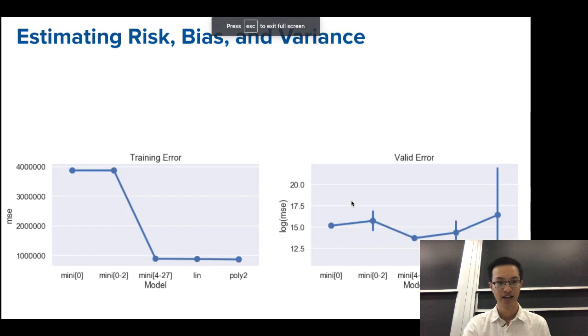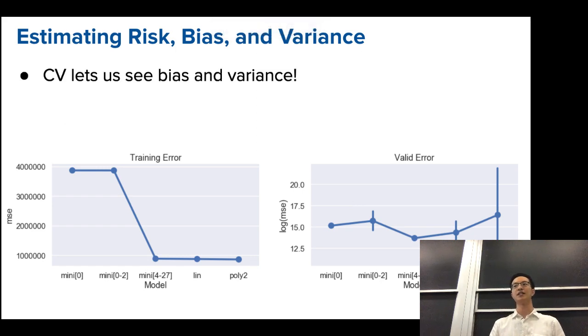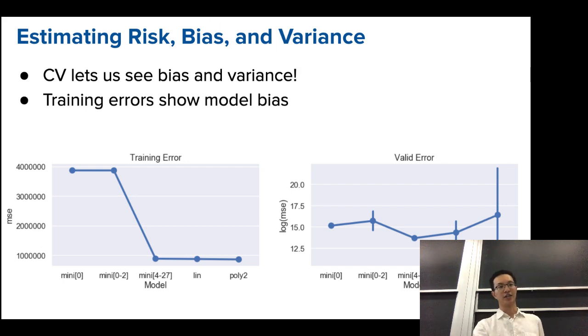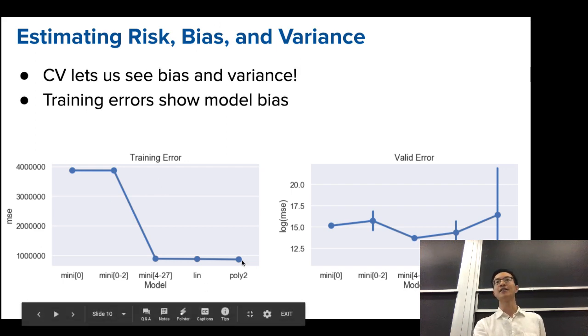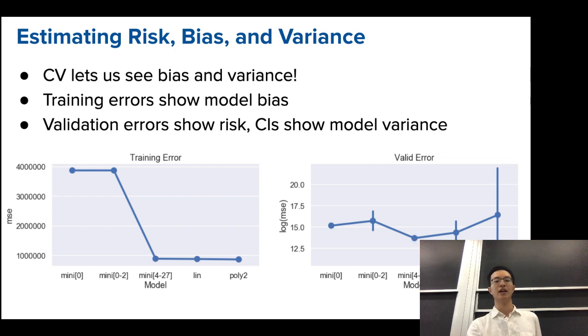It turns out that you can use cross-validation to see the bias, variance, and risk of a model. So the training errors show you the model bias, more or less. And the validation errors, these points on this plot here, show the risk, roughly speaking, so they're estimates of the risk, and the confidence intervals here show you the model variance. So we can get it all through cross-validation. It's a good technique.